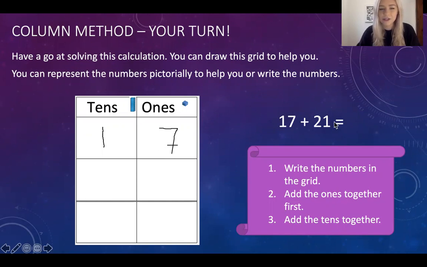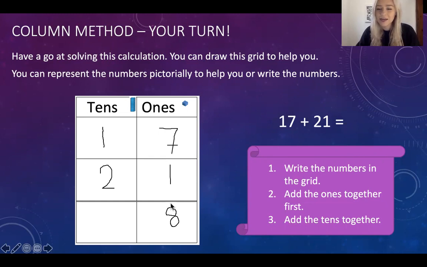Now it's time to partition my second number. So I've got 2 10s and I've got 1 1. Now, following my steps to success, I need to add my 1s together first. So important that we do that. We always start with the 1s. So I need to add 7 and 1 together, and I know that that makes 8.